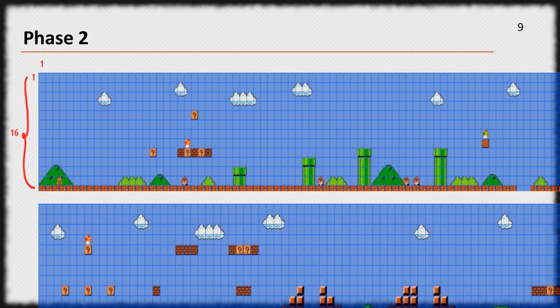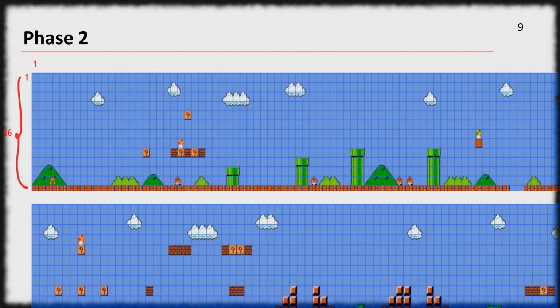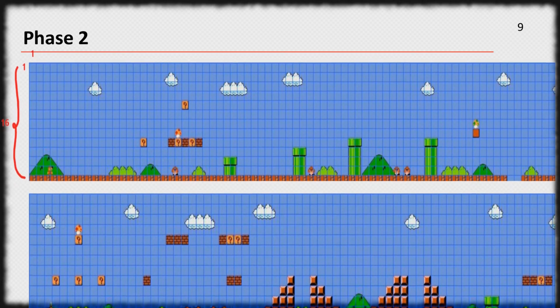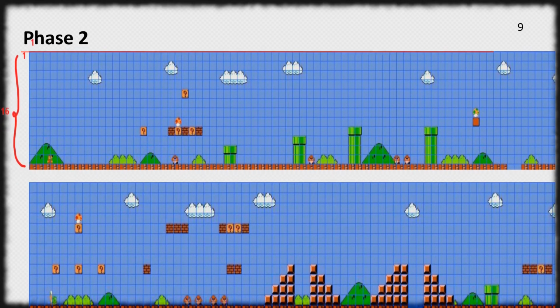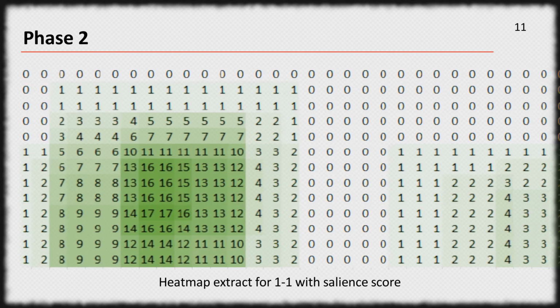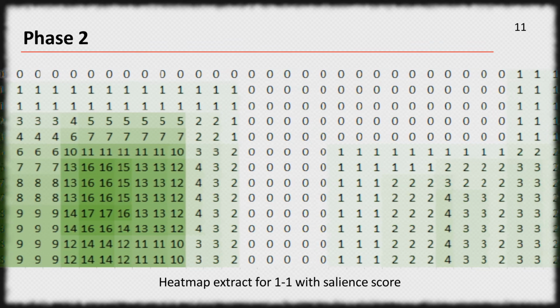Both users and researchers identified these regions on paper using physical level maps that were divided into 1 by 1 cells. Each cell represented a pixel area within the original game. We transposed these cells onto Excel sheets and gave each marked cell the value of 1. Once we did this for all level maps, we added these cells together to generate a heat map of salient regions for each of the 3 levels.